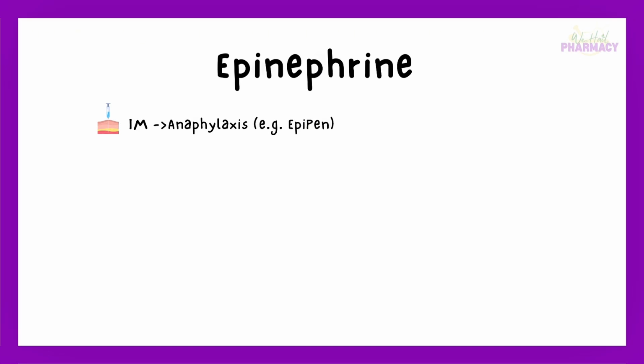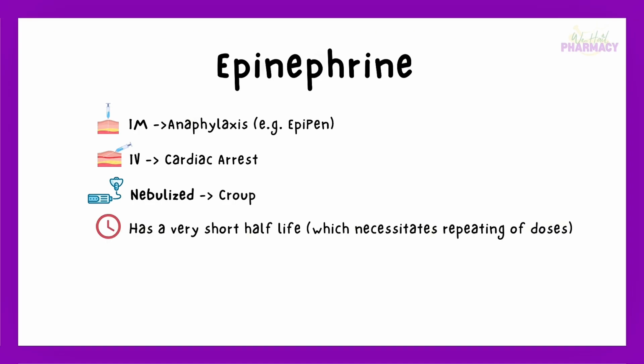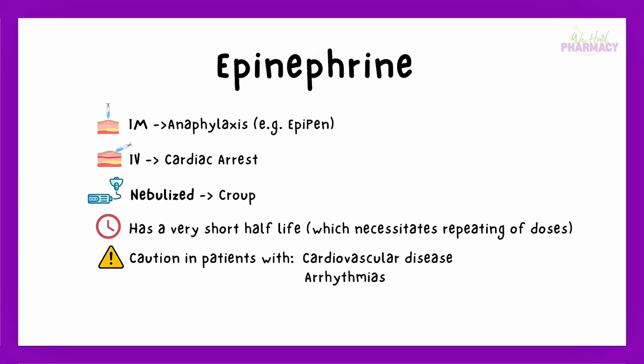And we have an example product, the EpiPen, if you're familiar with it, which delivers a fixed dose quickly into the thigh muscle. For cardiac arrest, it is given intravenously during resuscitation. And when used in nebulization, it helps treat conditions like croup in children. To add another piece of information, epinephrine has a very short half-life, so its effects wear off quickly, necessitating repeat doses or continuous infusion in some settings. More importantly, epinephrine should be used cautiously in patients with cardiovascular disease, arrhythmias, or hyperthyroidism, since its stimulatory effects can exacerbate these conditions.